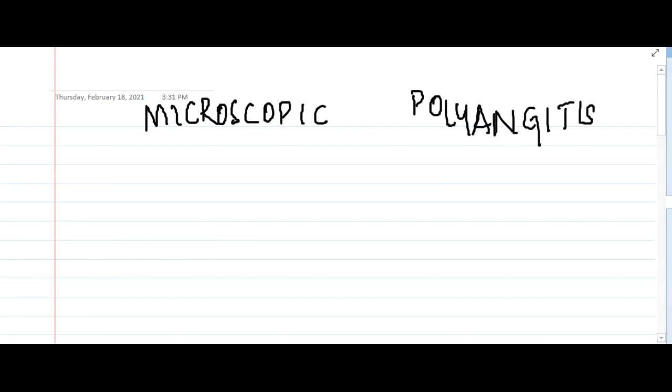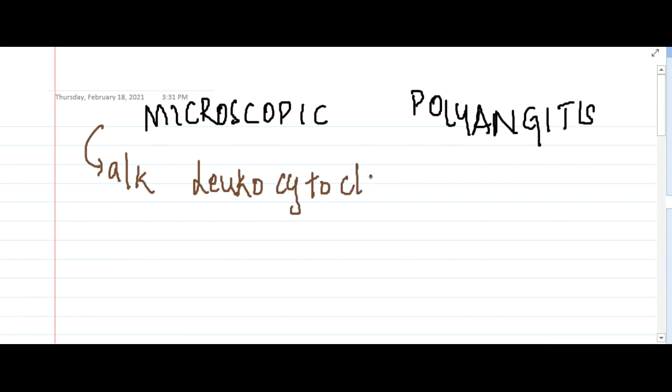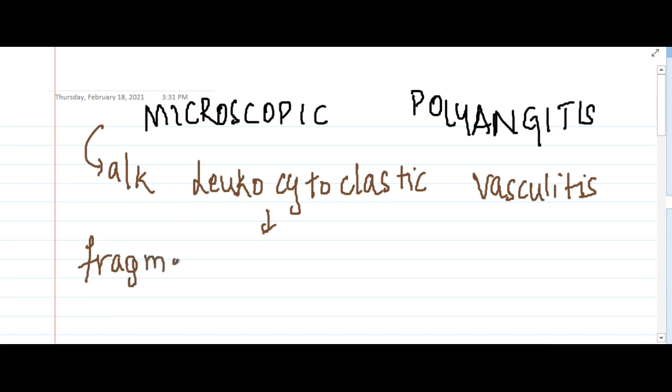So first, microscopic polyangiitis. Microscopic polyangiitis is also called leukocytoclastic vasculitis. Remember, leuko is leukocytes, clastic is fragmentation, and vasculitis obviously is a vasculitic disorder. So this shows fragmented nuclei are seen in the vessel walls. Remember, fragmented nuclei are seen in the vessel walls.